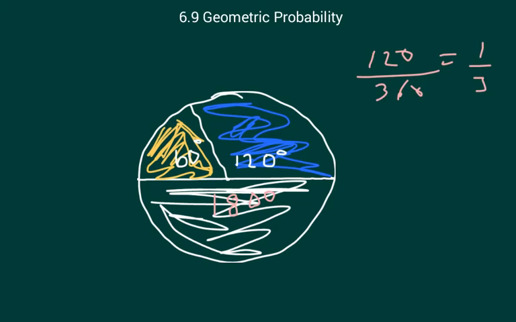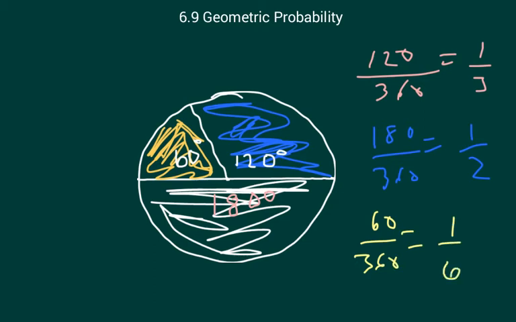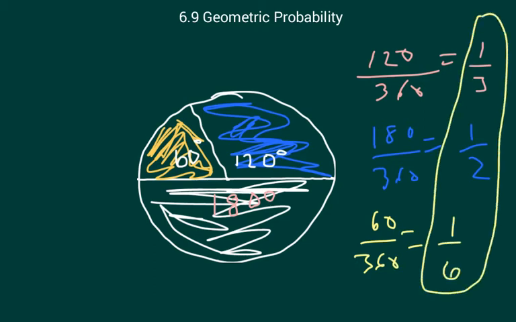I think it would be obvious that the probability that you would hit white would be, you could think of it as 180 out of 360, but you can also tell that half that circle is white. And then to hit yellow, the probability would be 60 out of 360, which in lowest terms is 1/6. And of course, all these probabilities together better add up to 1, and they do.